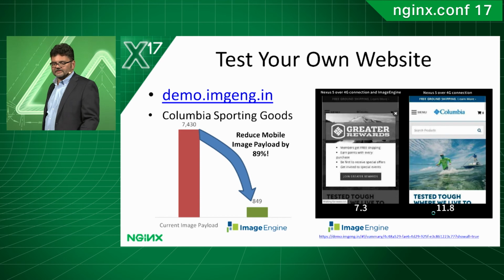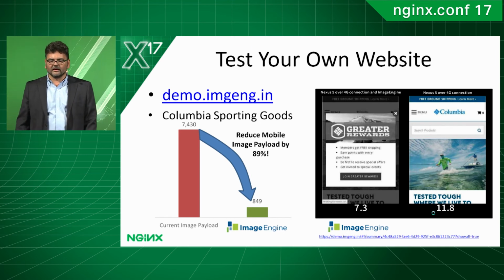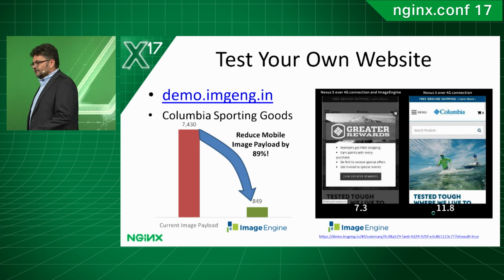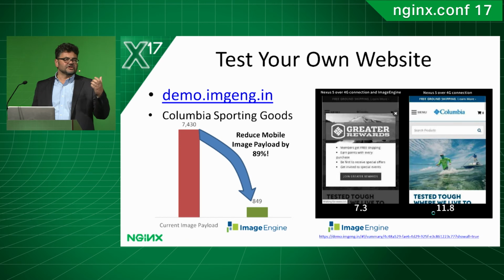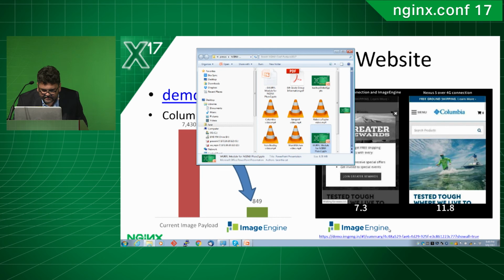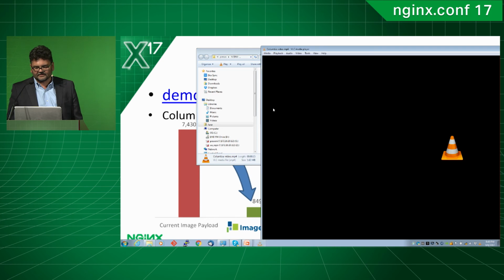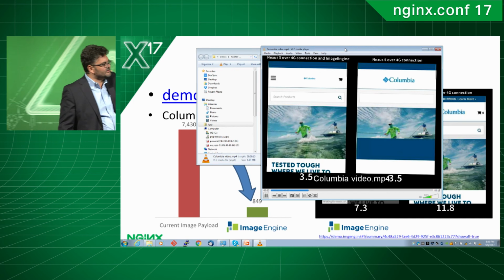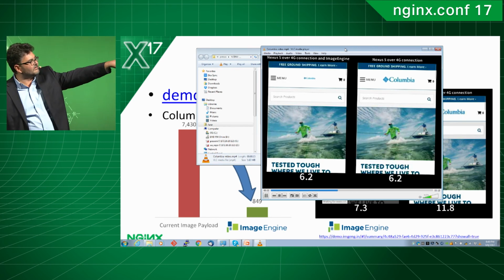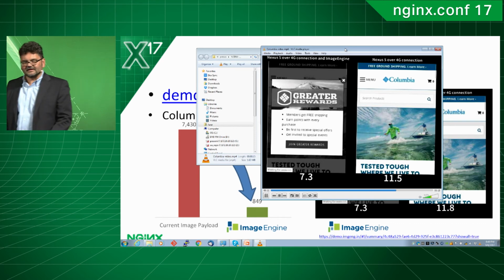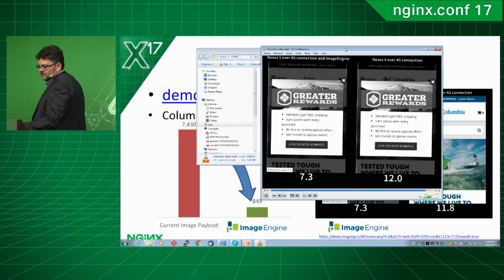If you have a company website, you are welcome to visit demoimageng.in, and this will give you the possibility to see how Image Engine can optimize your website. I have a video real quick. It shows just one website, this one in the slide, and it shows how it takes about 7 seconds once it's optimized, and up to 12 seconds without optimization. So you're welcome to do the same with whatever site you like.